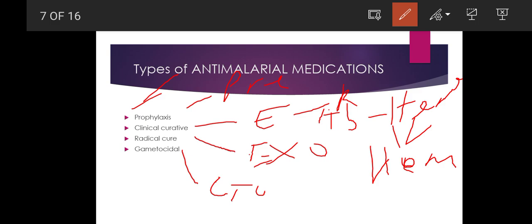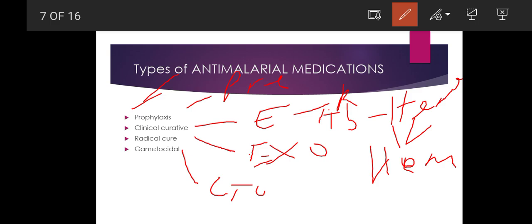Now, if another patient comes and says, "Okay, doctor, I have had malaria for some time and I've been cured, but I want to prevent that malaria from reoccurring after a long period of time," the doctor will give the patient radical cure. Radical cure will prevent relapses of the malaria by inhibiting the conversion of the sporozoites to hypnozoites in the liver.